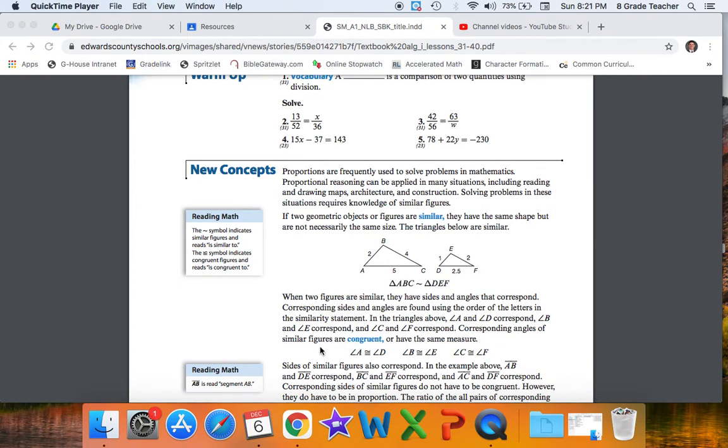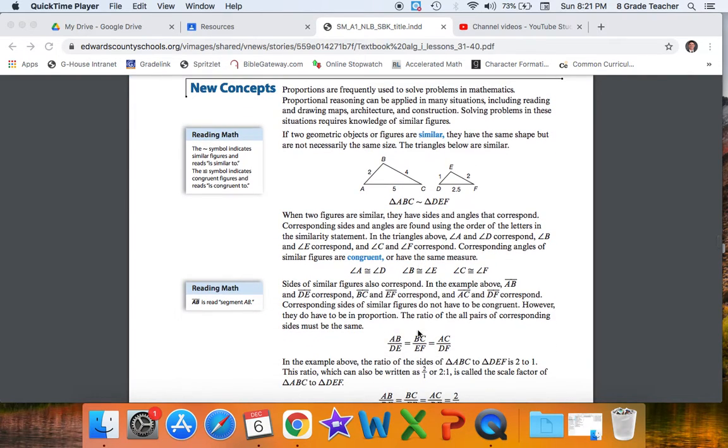Corresponding angles of similar figures are congruent, or they have the same measurement. So angle D and angle A are exactly the same. Angle B and angle E are exactly the same. Angle F and angle C are exactly the same. Sides of similar figures also correspond. Obviously, you can tell, however, they're not the same length.